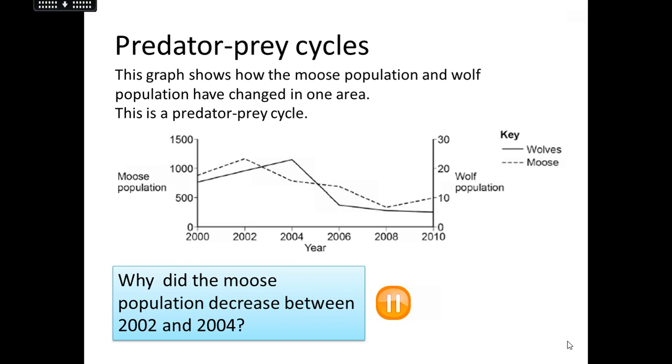So you can see this in what we call predator-prey cycles. If you look at this graph, we've got moose and wolves in one habitat. And you can see over the years, over 10 years there, the number of moose and wolves changing. So if you have a look at how the data looks, can you basically link those two lines? And the question in the blue box is, why did the moose population decrease between 2002 and 2004? So pause the video, have a look, have a think, make a note if you need to.